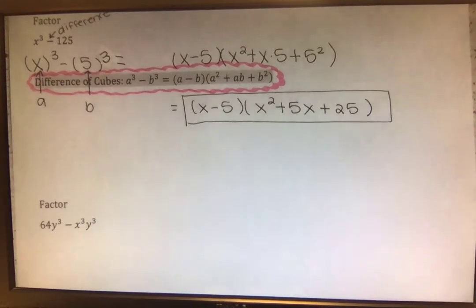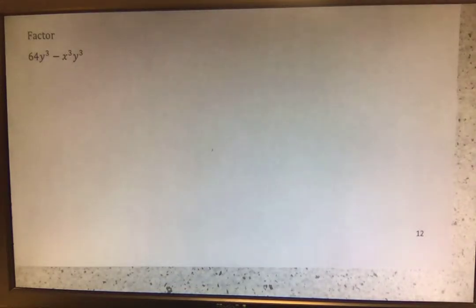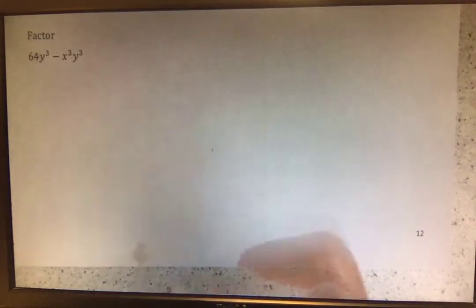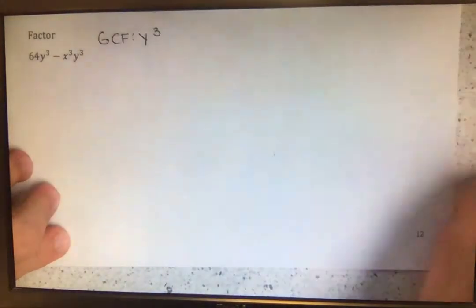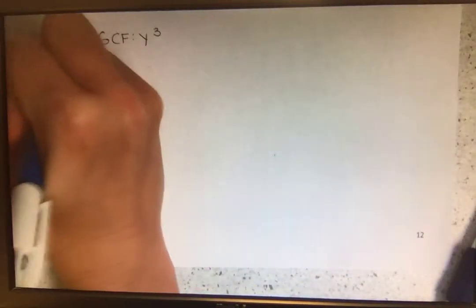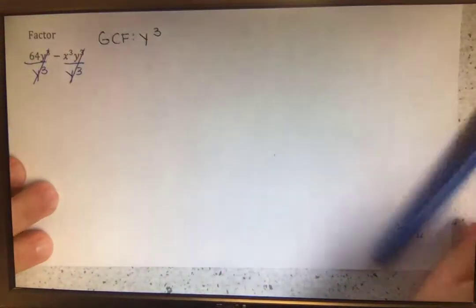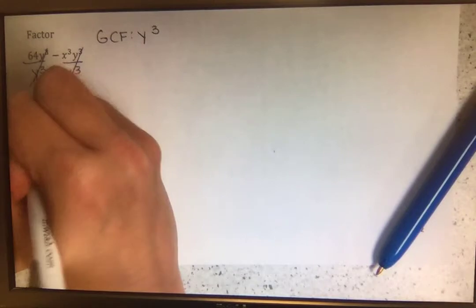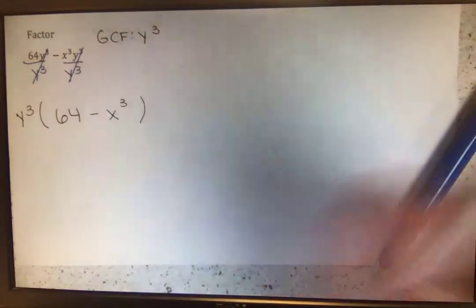So last example for this note section, factoring 64y cubed minus x cubed y cubed. So our first step in factoring is GCF. I notice they both have a y cubed in common, so let's go ahead and factor or divide out that y cubed from both terms. Cancel, cancel. So y cubed's coming out front. We're left over with 64 minus x cubed.